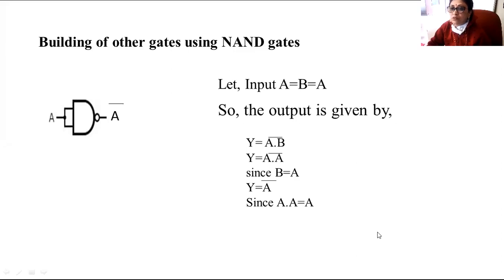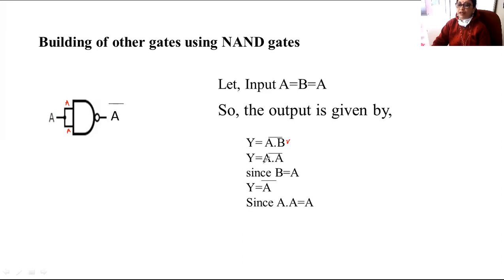So, as I told you, a single gate is used in order to construct the NOT gate. Here both the inputs are connected together and a single input terminal is taken out. So this A is applied to both the inputs of the NAND gate. What will be the output of the NAND gate? Here you can observe Y is equal to A dot B bar. This is the Boolean expression of the NAND gate. Now, in our case, A is equal to B is equal to A.